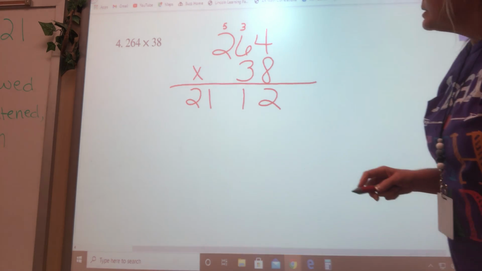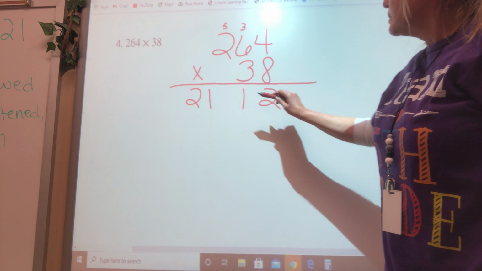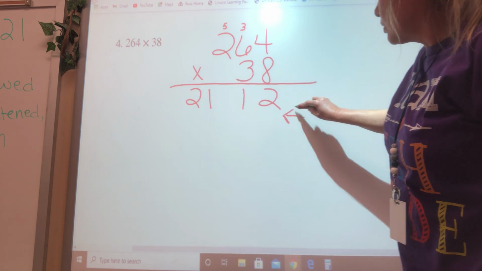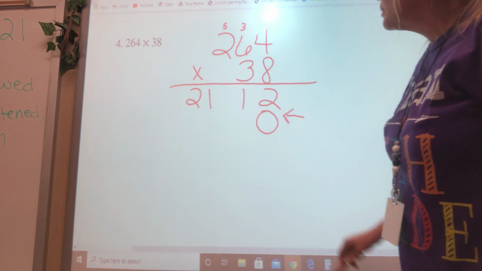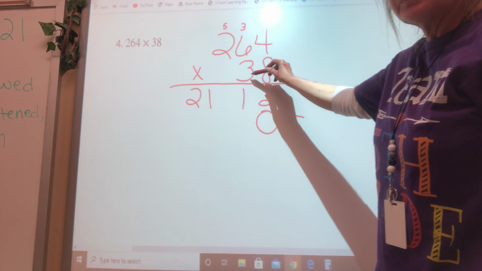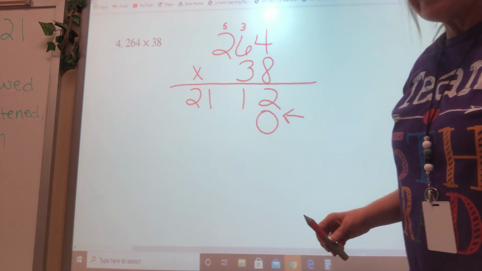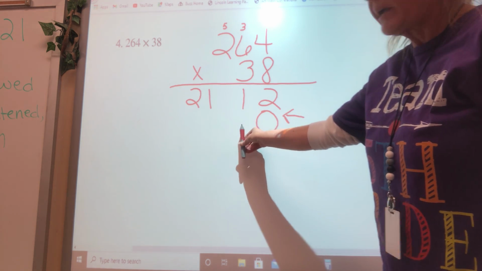Okay? Now, I'm going to start working with this second number. So I'm going to be in the second row, and I'm going to put a placeholder 0 here because I'm working with the second number over. That's in the tens place. So my actual math calculations need to start in the tens place.